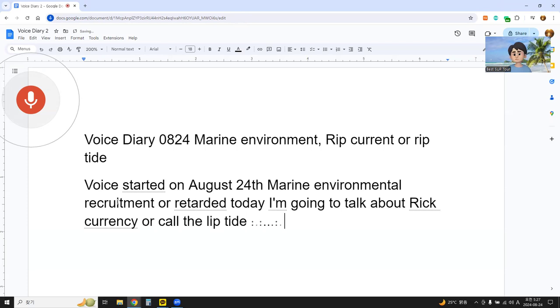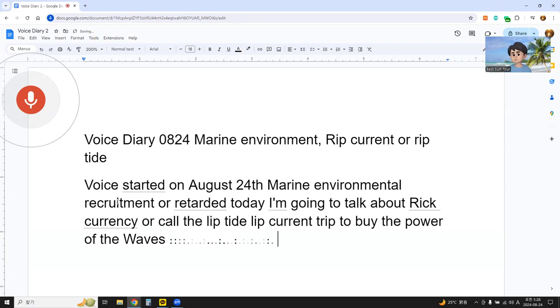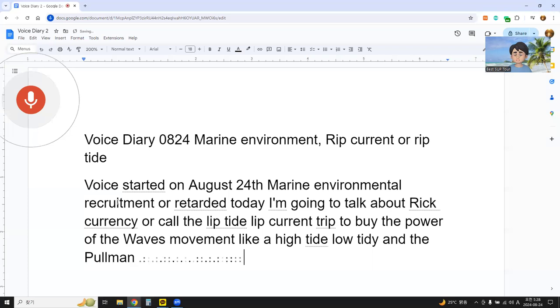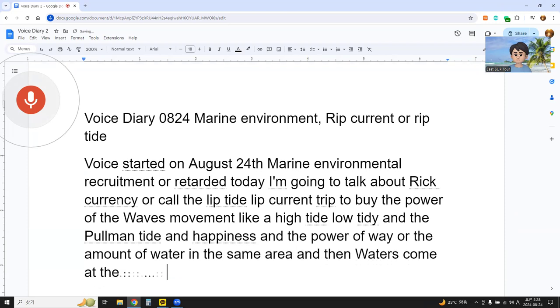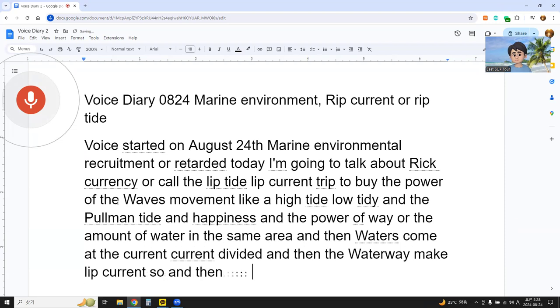Rip current is shaped by the power of wave movement, like high tide, low tide, full moon tide, and half moon tide, and the power of waves or the amount of water in the same area. Then the waters come with current divided, and then the waterway makes a rip current. Significantly, rip current affects the marine environment itself.